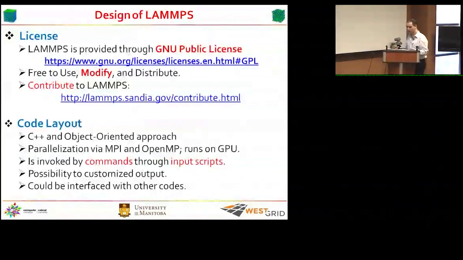Now, how is LAMMPS designed? LAMMPS is free software. You don't have to pay or anything. You just have to agree to the license, which is the GNU public license.